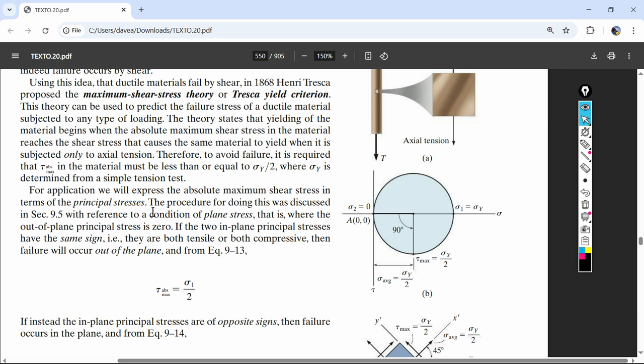Alright, so plane stress, out of plane. So out of plane principal stress. Let's just read this whole thing. Alright, so for application, we will express the absolute max shear stress in terms of the principal stresses. The procedure for doing this was discussed in section 9.5 with reference to a condition of plane stress. It is where the out-of-plane principal stress is 0.